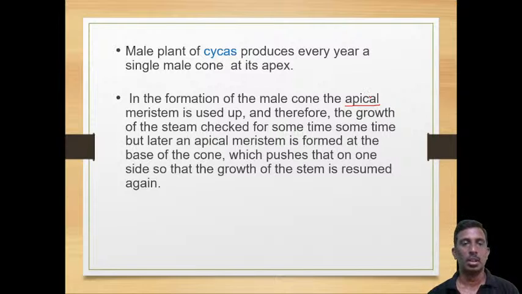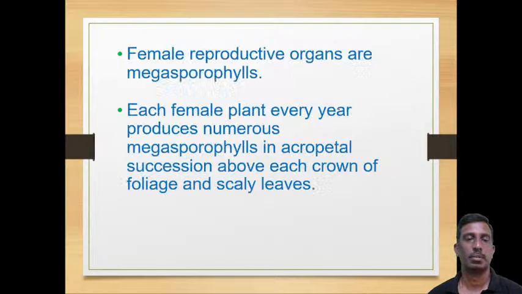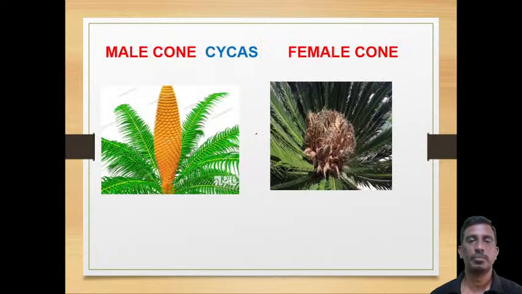Okay. So here you can see, after the male cone, the female reproductive structures, that is megasporophylls. Every year it produces megasporophylls in acropetal succession. Okay. This is the male cone, this is the female cone.